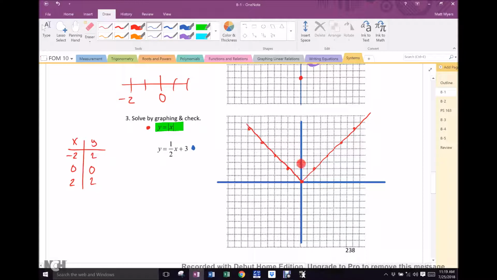Up 1, 2, 3. Down, up 1, right 2. Up 1, right 2, up 1, right 2, up 1, right 2. There's 1 solution. And down 1, left 2. There is the other solution. And they are 1, 2, 3, 4, 5, 6, and 6, and negative 2 and 2.